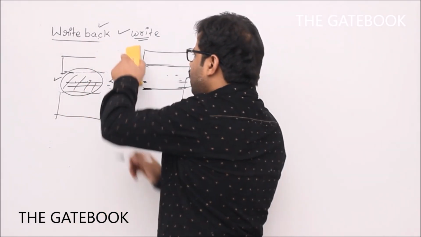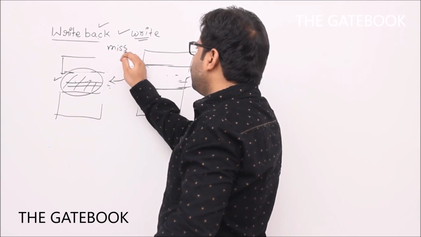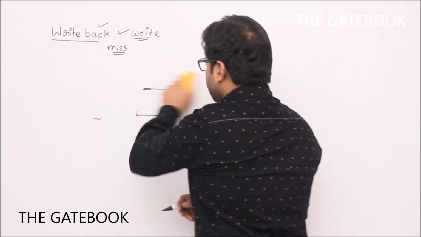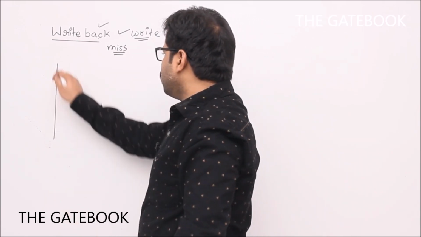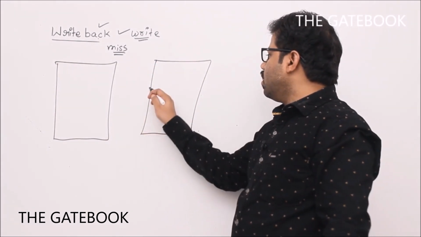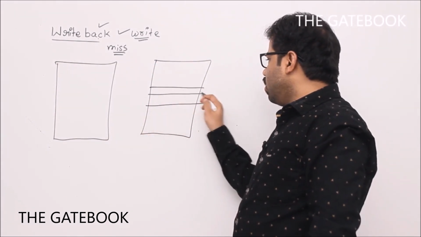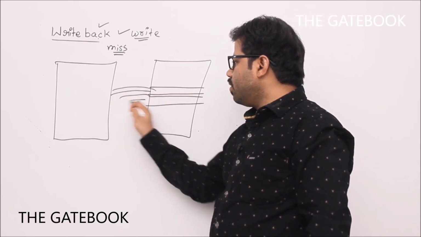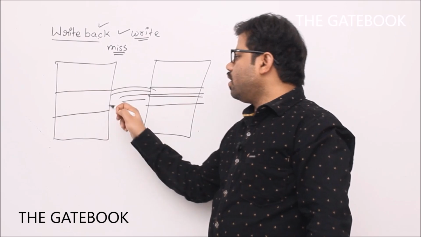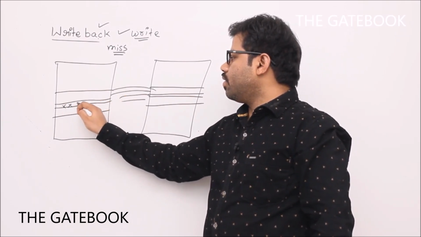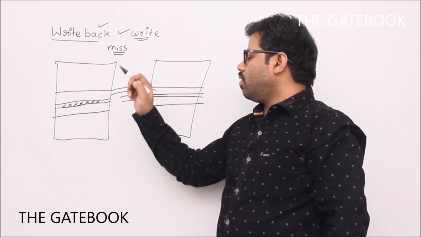So what if a miss occurs? If there is a cache miss in the write back procedure, this is your block, let's say. That means data is not available in the cache. When data is not available, but you want to update, simple. First transfer that entire block to main memory. Then after that, simply update here. That's it.